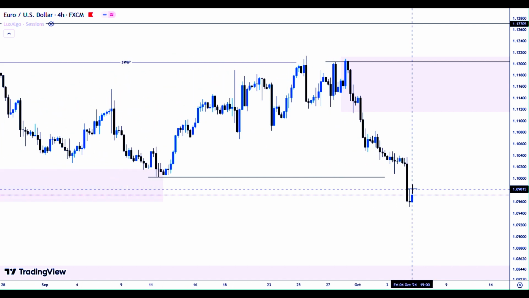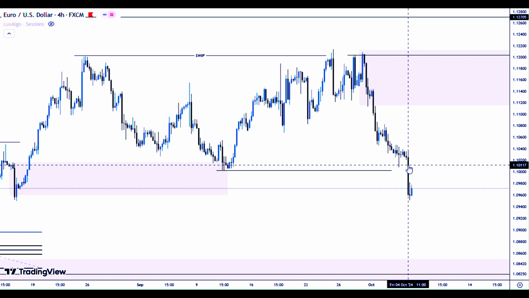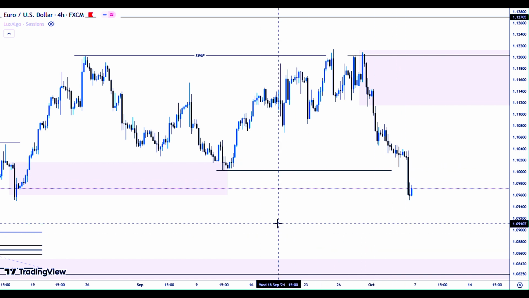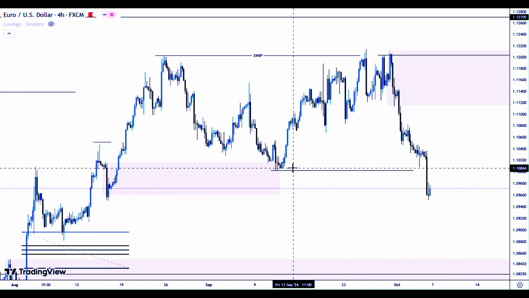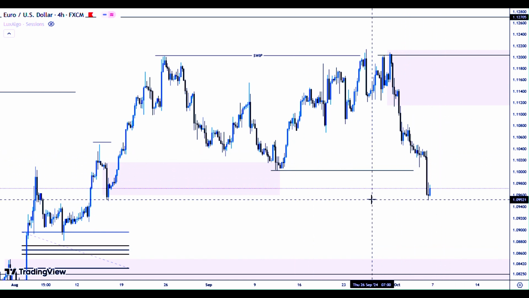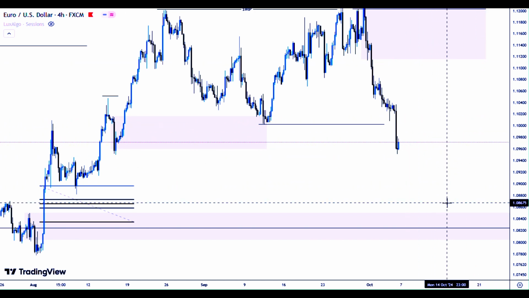So dropping down to my 4 hour time frame, the price was able to break right over here with a high momentum. What you have to keep in mind is that if the price is breaking the low with a high momentum, there's a high chance for the price to just continue going down, to make a retest so that it can continue going down.